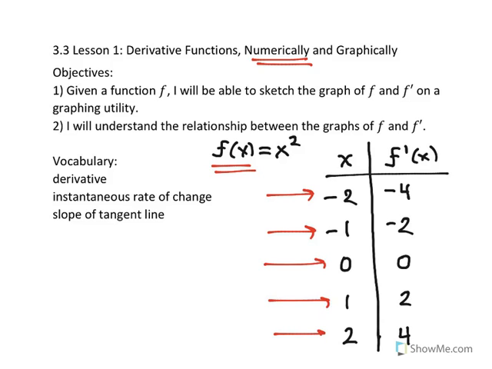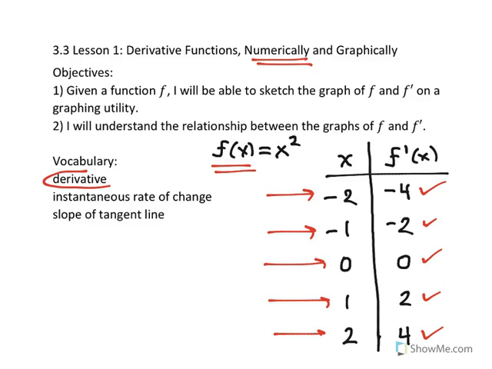So the derivative of the function f at x is equal to -2 is -4. The derivative of f at x is equal to -1 is -2. The derivative of f at x is equal to 0 is 0. The derivative of f at x is equal to 1 is 2. And the derivative of f at x is equal to 2 is 4.